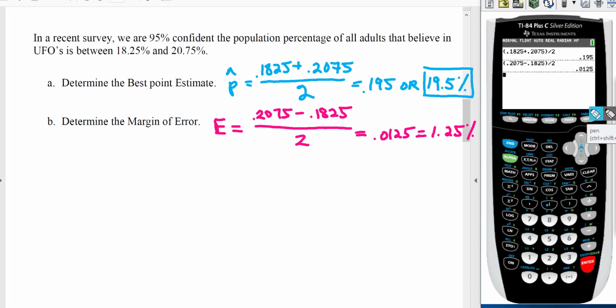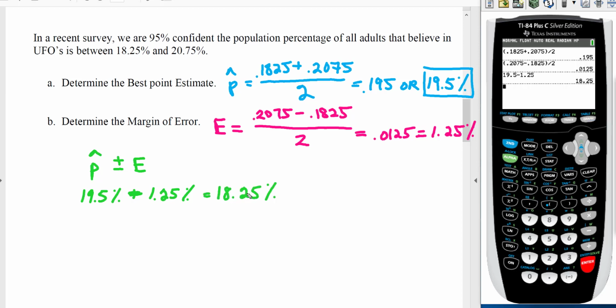So remember with confidence intervals, this is how we should be thinking about them. Remember, we have our p-hat, and we have plus or minus our margin of error. So our lower limit comes from our p-hat, which is 19.5%, minus our margin of error of 1.25%. So if we just take 19.5 minus 1.25, we get our lower limit, as you can see, of 18.25%.